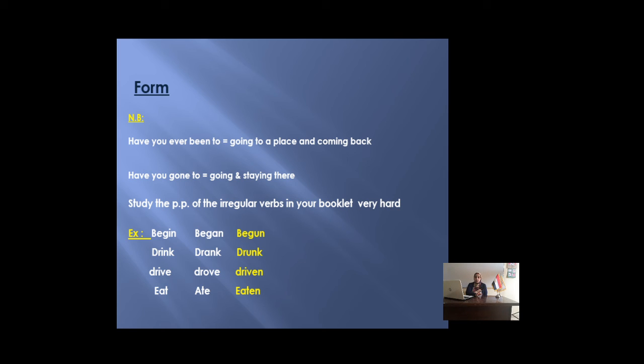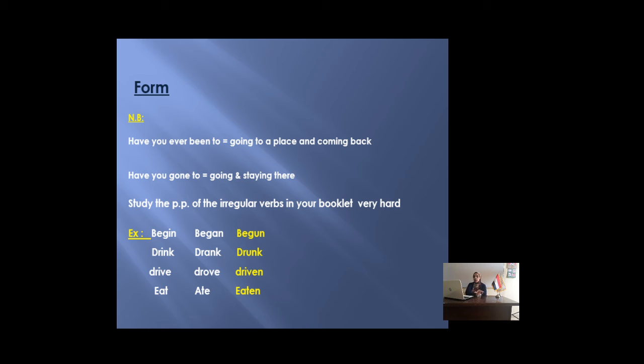Study the PP of the irregular verbs, please, in your booklet very hard. Example: begin, began, have or has begun; drink, drank, have or has drunk; drive, drove, have or has driven; eat, ate, has or have eaten. So you have to study them well, please.